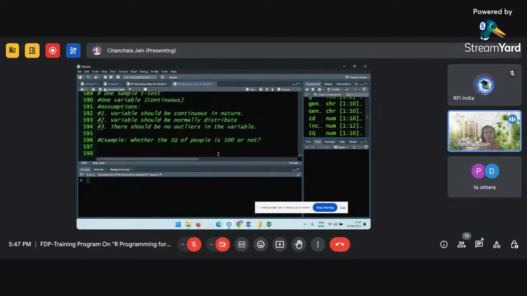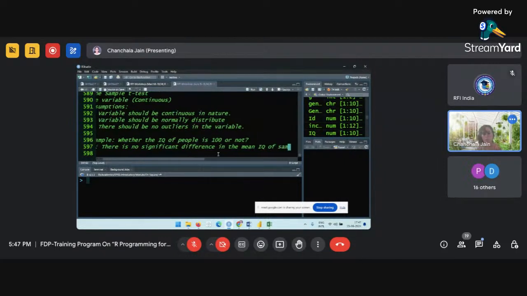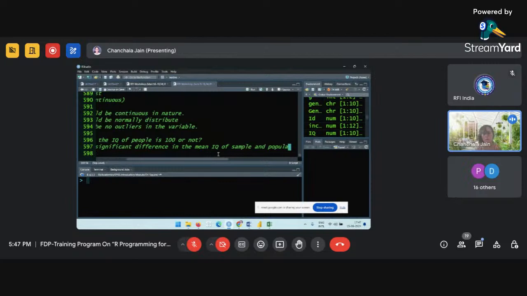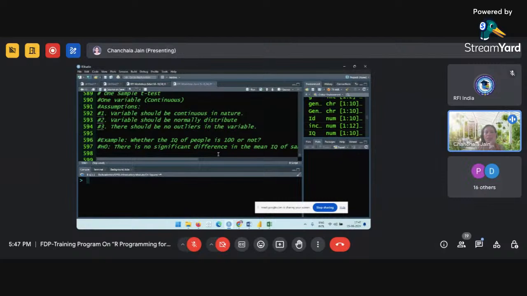Now, if I want to test this, can anyone of you tell me what we need to do to solve this problem? I want to test such a hypothesis. Suppose I am writing the hypothesis also: there is no significant difference in the mean IQ of sample and population. So friends, let's suppose this is my hypothesis. Can anyone of you tell me how we can check this? What type of vectors do we need to create here? Anyone?